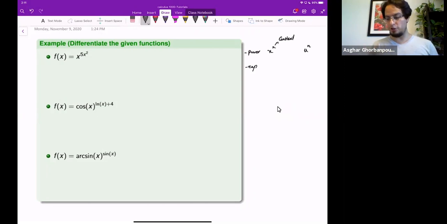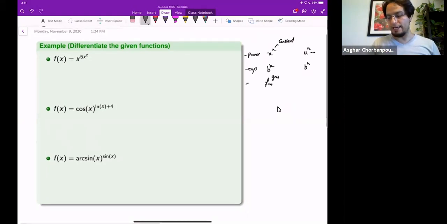In the exponential, it's the other way around. The base is constant, the power is x. That's what exponential means. And then we had the general case, b to the power u. We know how to differentiate. But then there are more generalized cases. The case is that the base and the exponent are two functions, neither constant. Something like f of x to the power g of x.